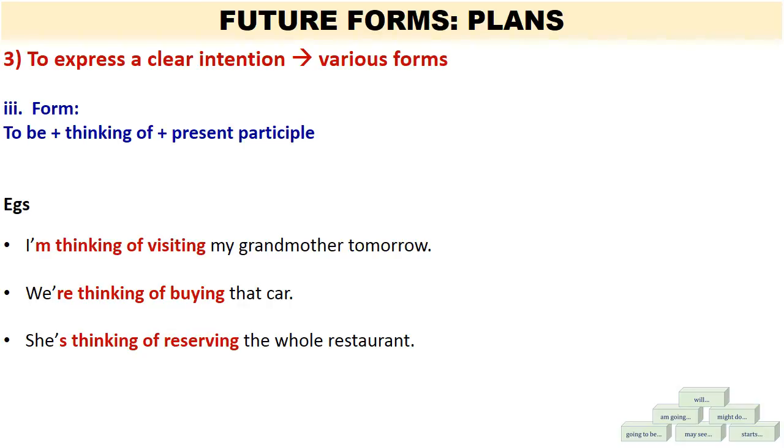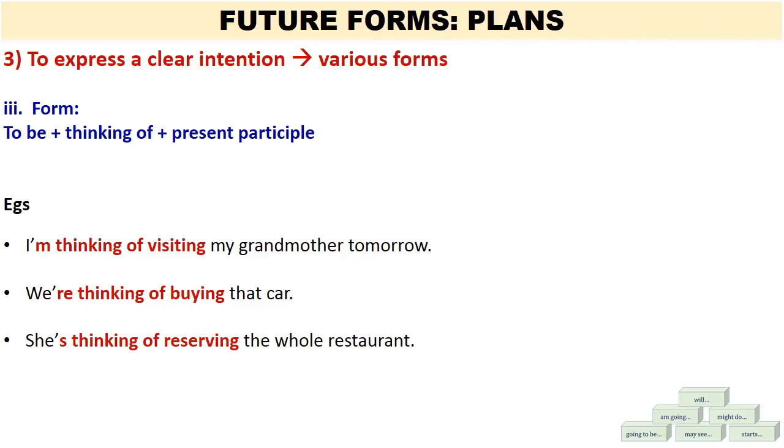There's a final form we could use to express a clear intention of the future action we want to do, and that is using the verb to be plus thinking of plus the present participle form of the main verb. Let's take a look at some examples. I'm thinking of visiting my grandmother tomorrow. So using the verb am plus thinking of plus visit with the ing, present participle form of the main verb.